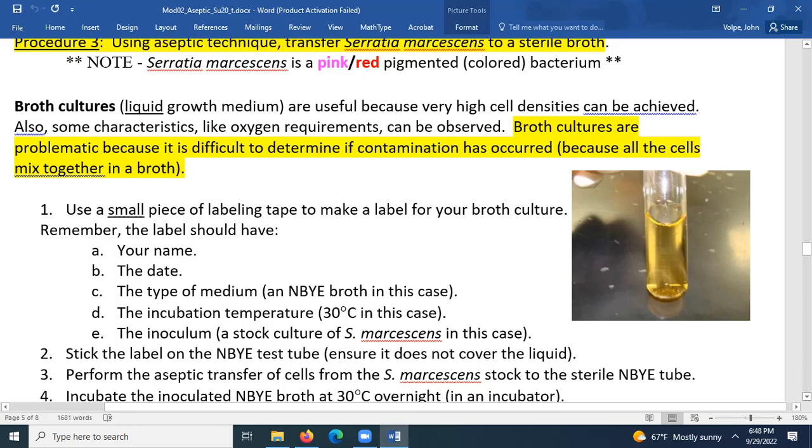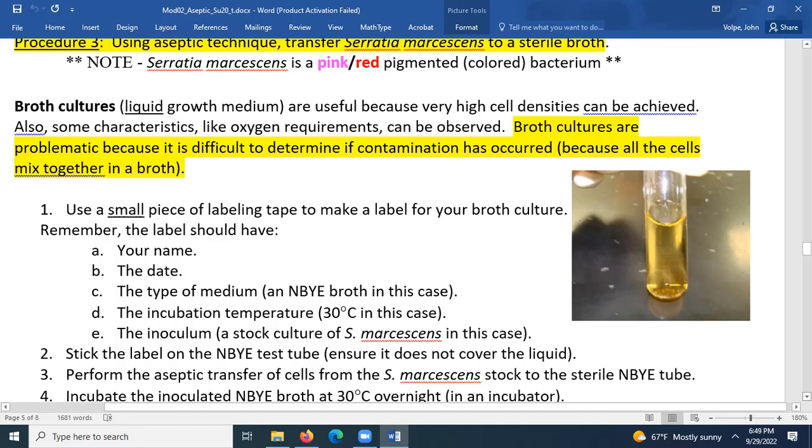If you have a colored species that's growing in a broth and the color is correct, then you know that if there's contamination, it's only minor contamination because at least 90% of the cells are correct because it has the correct color. But if there was 10% contamination, you would not see it. And that's a problem when you're working with the broth. Minor contamination you wouldn't see.